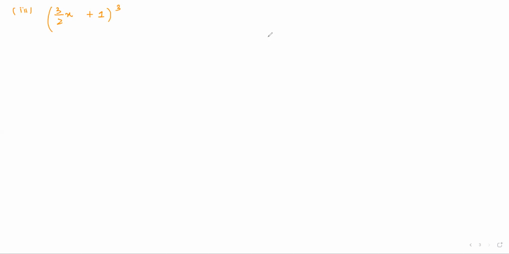So use this identity. (a + b) whole cube means a cube plus b cube plus 3ab into (a + b). Just expand it like this. Now please try. Just take a minute and try. Yeah, Adil, what will I write here? Now tell me next.